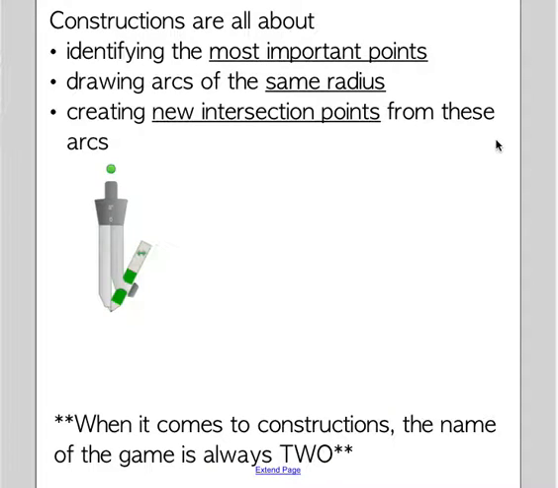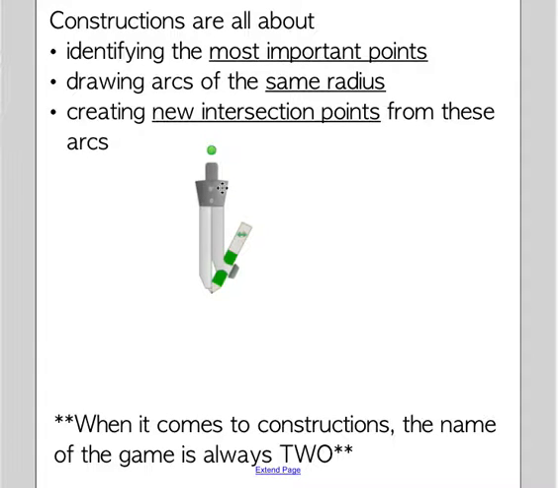So constructions are all about identifying the most important points in the initial object, drawing arcs that are the same size radius, so without adjusting the distance between your sharp point and your pencil, and then finally, the most important thing probably, creating the two new intersection points from these arcs that overlap. So when it comes to doing constructions, it's all about identifying the most important points, usually two, sometimes just one. And the name of the game is always, which two points should I be interested in?